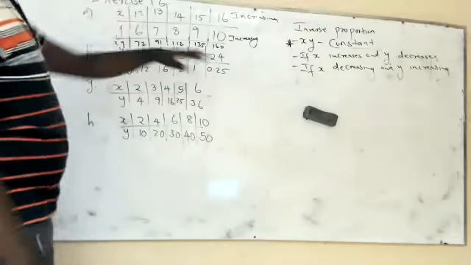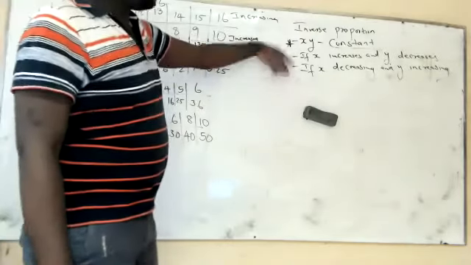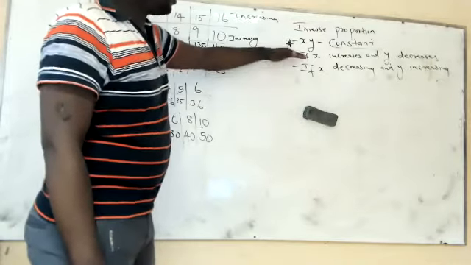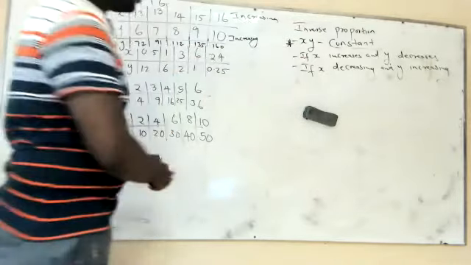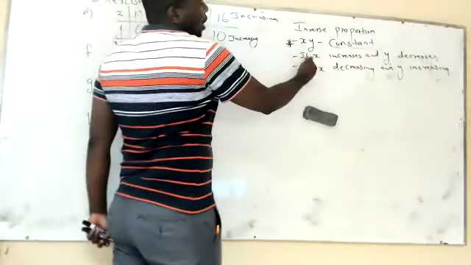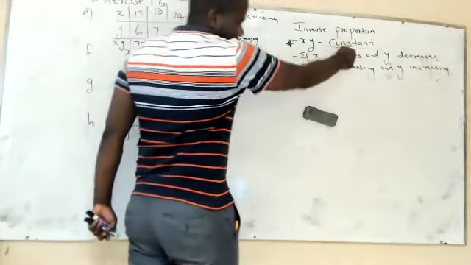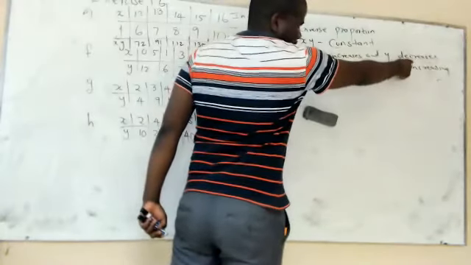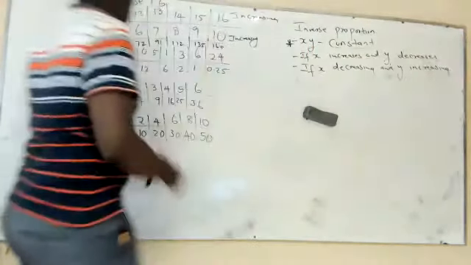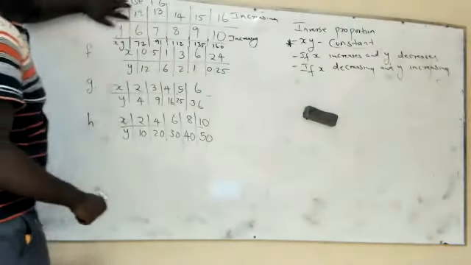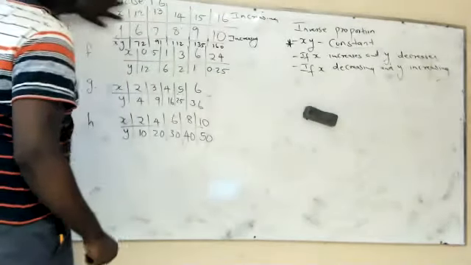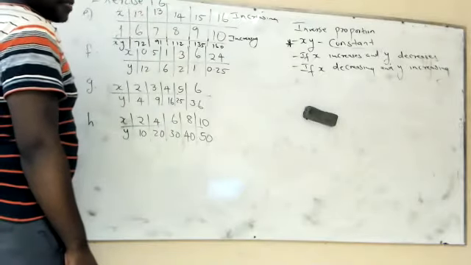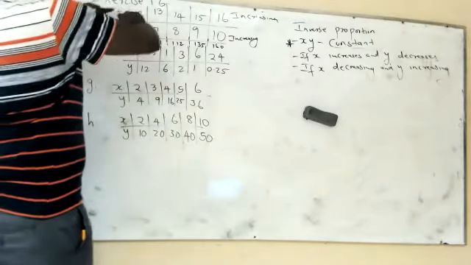But again, let's test the second condition, because indeed, if it is inverse proportion, it must meet all the conditions. Now, let's check the second condition. It says, if X increases, then Y must what? Must decrease. Let's look for that and see what's happening here. For the X, are these values increasing or decreasing? Increasing, yes, exactly.